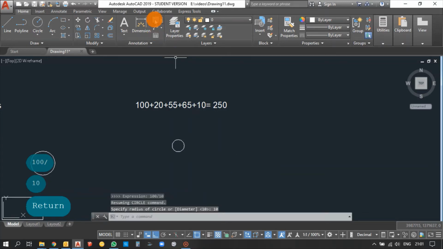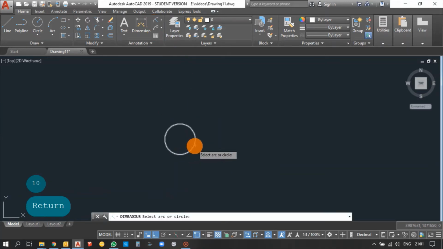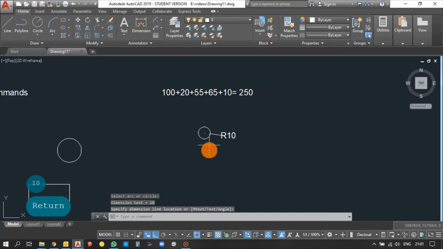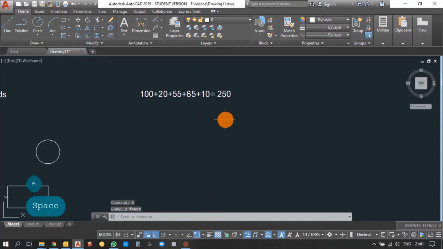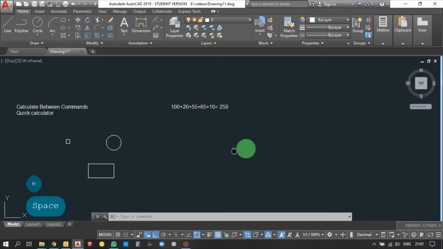Enter, and you can check the radius now. It should be 10. So the radius of the circle is 10. We can use more complex expressions and we'll get the same results. And this is the format for using the calculator between the commands.